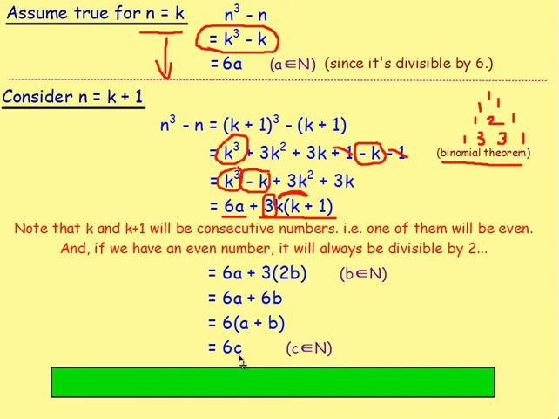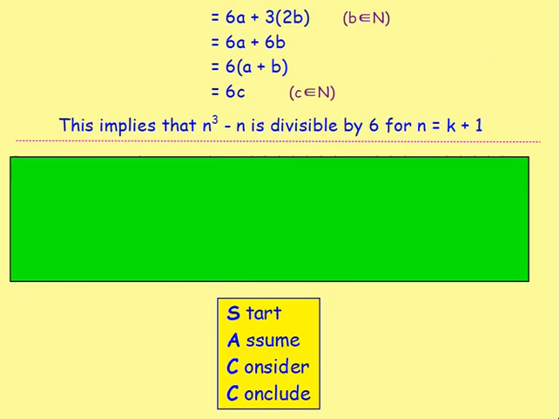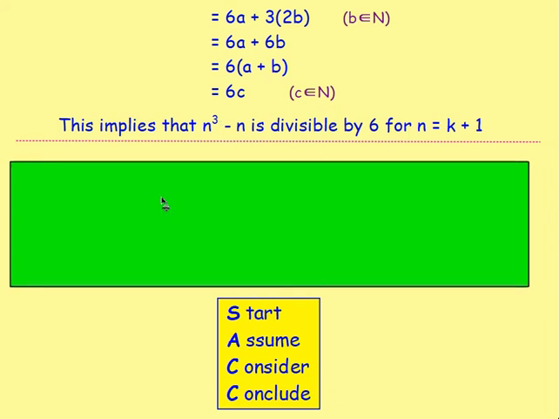So what that means is you're considering n equals k plus 1, and we now have down to 6 times something. And if we're getting down to 6 times something, then we know it is going to be divisible by 6. So this implies that n cubed take away n is divisible by 6 for n equals k plus 1. Once again, above the pink line is what you had just on the last page. We have considered n equals k plus 1. We've proved that it's divisible by 6, so now we just have to conclude that.